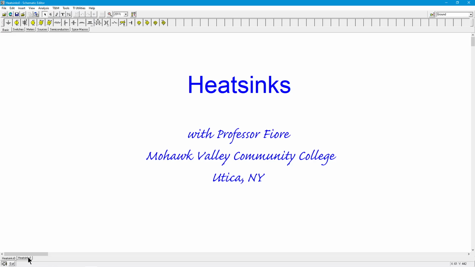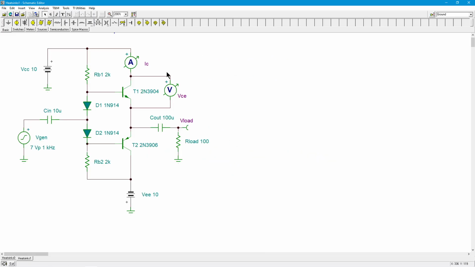So first, let's flip over to a typical Class B amplifier. Take a look at the power dissipation. Nothing special about this particular circuit. As a matter of fact, we're using small signal transistors over here, a 3904, 3906 pair. Only a 100 ohm load. This is the kind of thing that maybe you've set up on a breadboard in the lab. Now we're running on 10 volt power supplies, plus and minus.